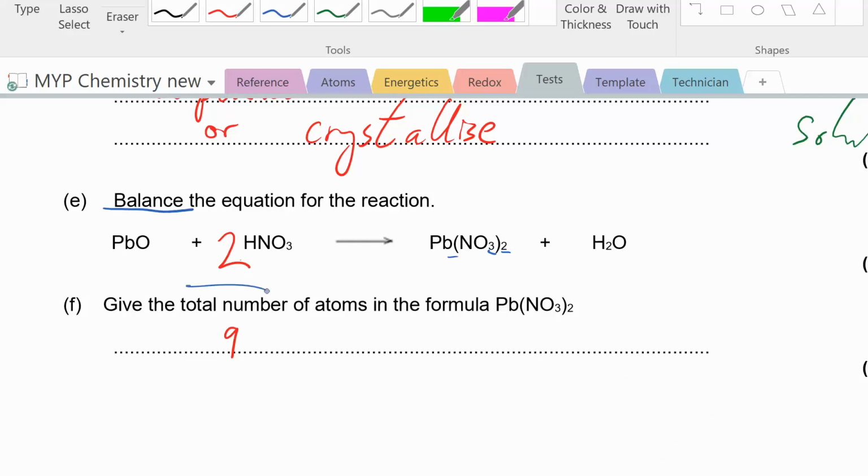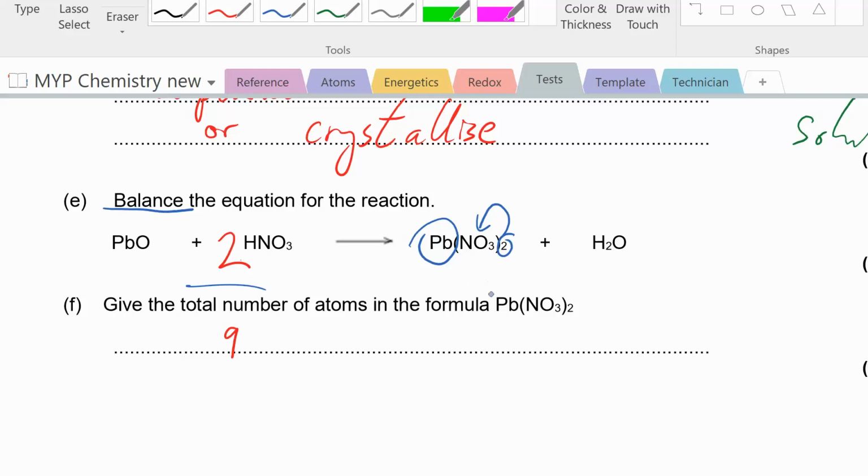So 1 mark just for the 2 there in front of the HNO3, as we've got 2 nitrates there and we've got 2 hydrogen here. We needed to double them both. It's also important to note that that little 2 only applies to what's in the brackets. Okay, I'll say that again. This little 2 applies to what is in the brackets. You don't have 2 lead, 2 Pb.